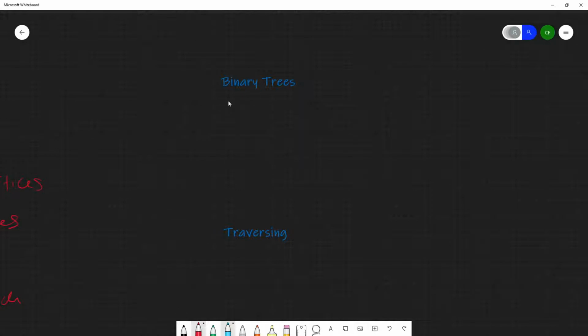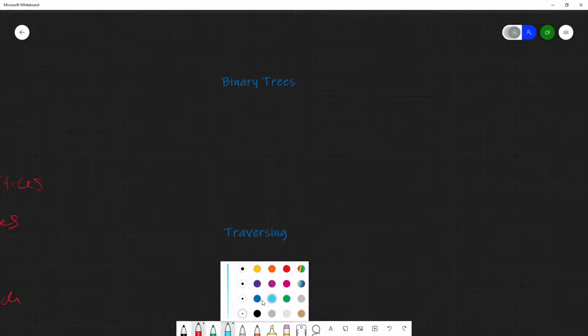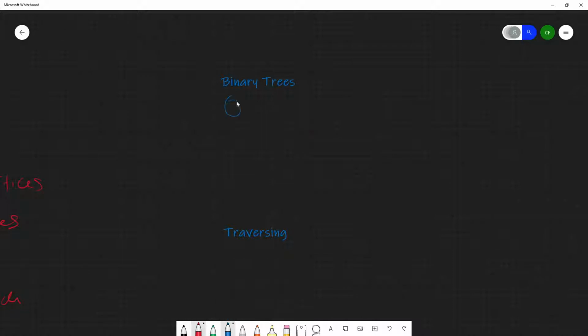Any tree can have any number of children. So this, for example, would be a valid tree, but it would not be a binary tree. A binary tree, and I have to delete this. I really should turn that setting off.